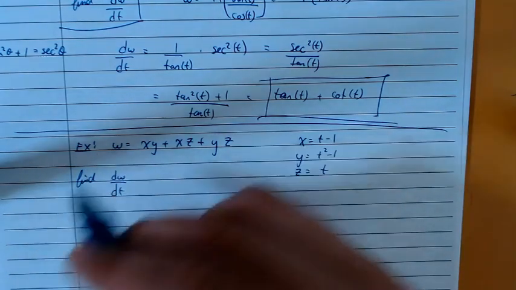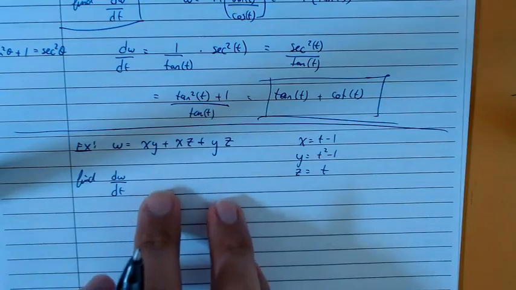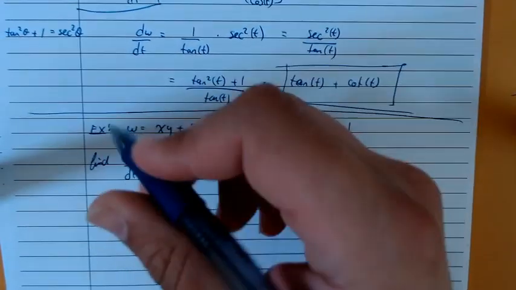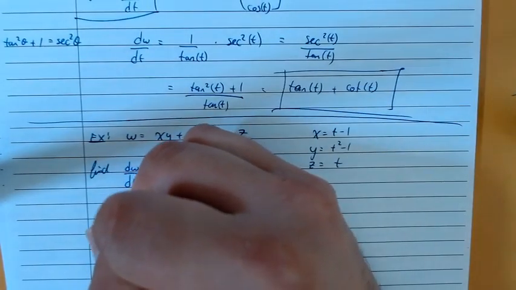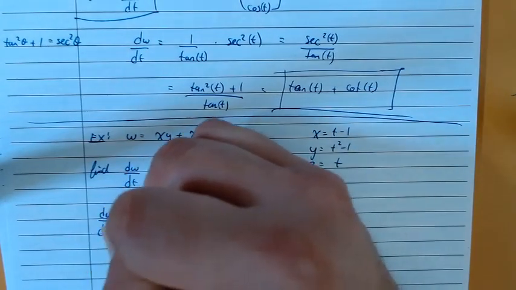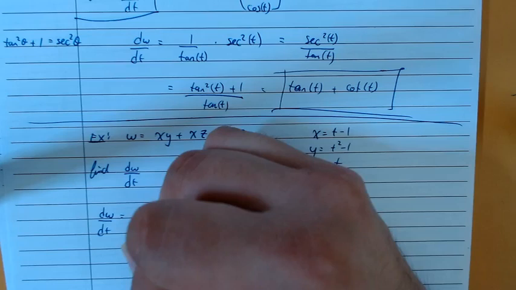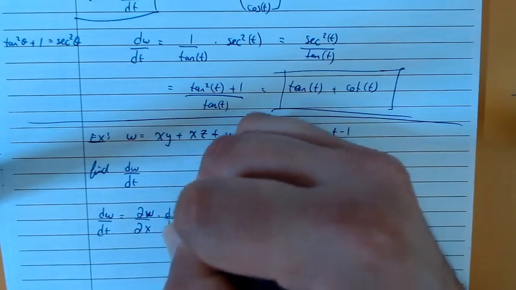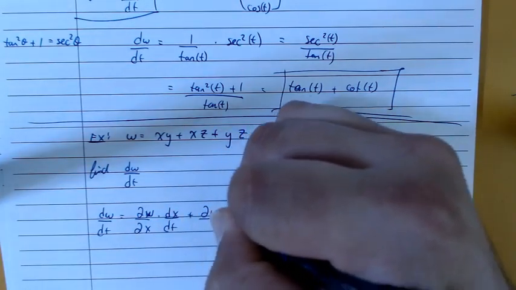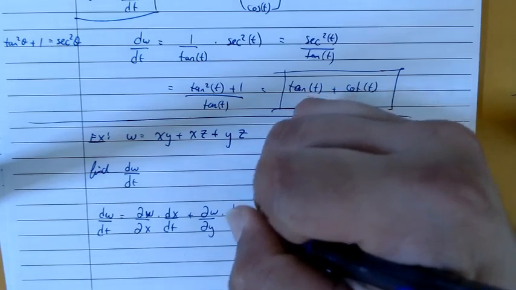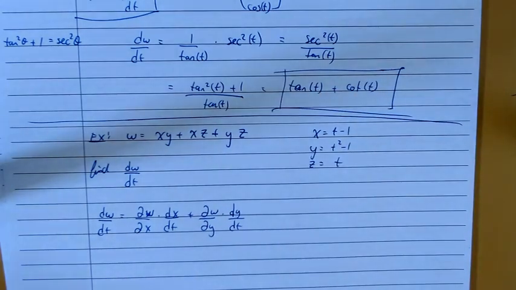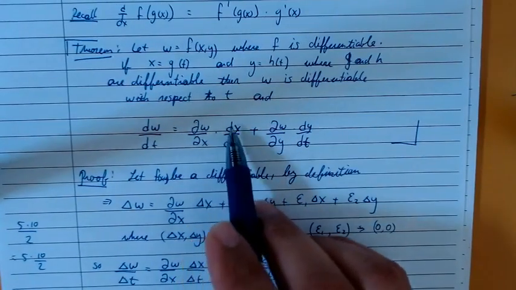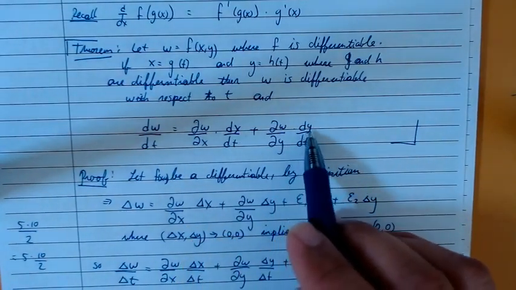Alright, so I'm going to go ahead and do this using the chain rule that we see in this section. If you do it by substitution, that'll also work just fine. But here, I think we should illustrate what's going on in this section. So dw/dt, that's going to be the partial of w with respect to x times dx/dt, plus the partial of w with respect to y times dy/dt. So that's the theorem that we see here. Del w/del x dx/dt, del w/del y dy/dt.